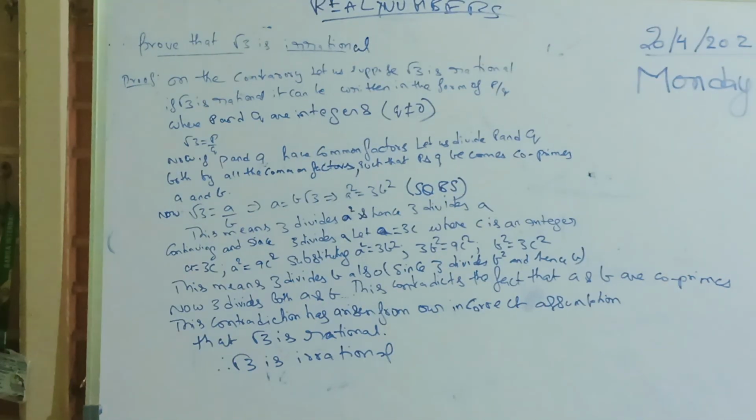So why has this contradiction arisen? Because of our incorrect assumption that root 3 is rational. Therefore, root 3 is irrational. Okay, simple.